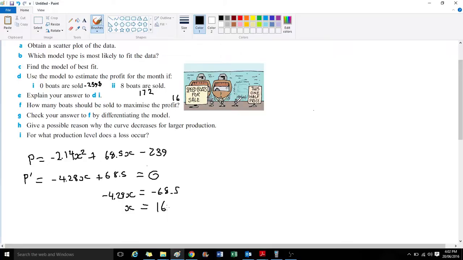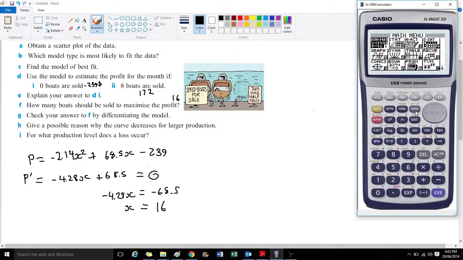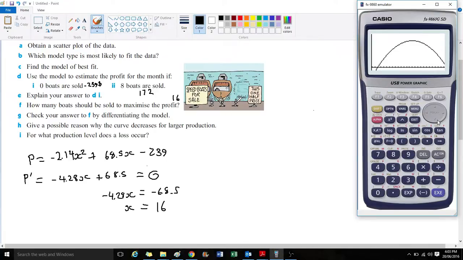Give a possible reason for why the curve decreases for larger production. Okay, so why is it in our graph that, I'll bring the graph up here, as the number of boats being sold increases, why would the profit decrease? Why would the profit decrease when the number of boats being sold increases? Alright, I'll let you have a think about that one.